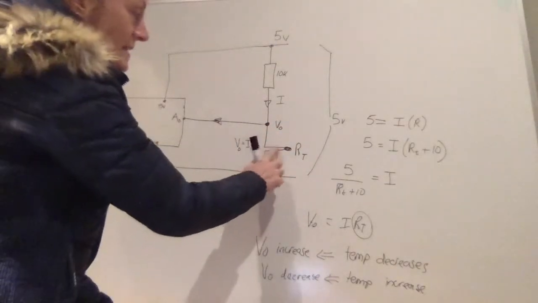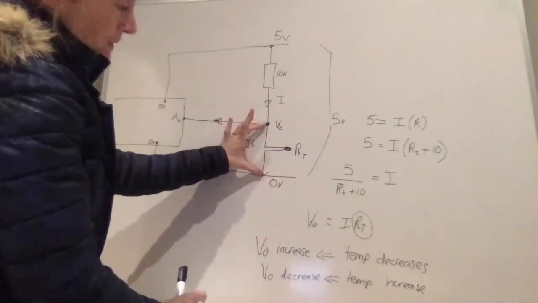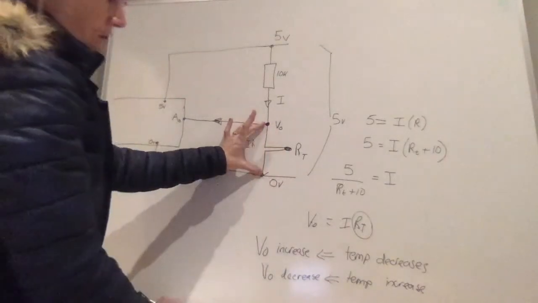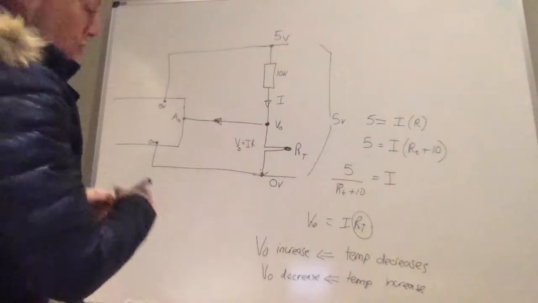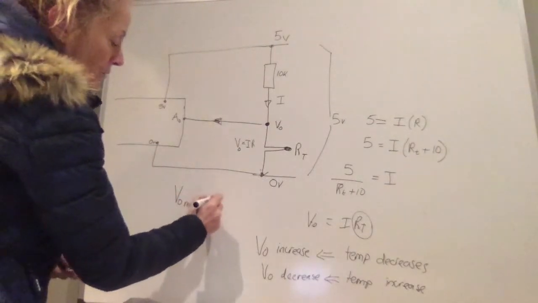When that resistance is zero, effectively, that means that the voltage between here and here is zero. So if that's 0 volts, that's also 0 volts. So the minimum that your output voltage can ever be, V out minimum, will be 0 volts.